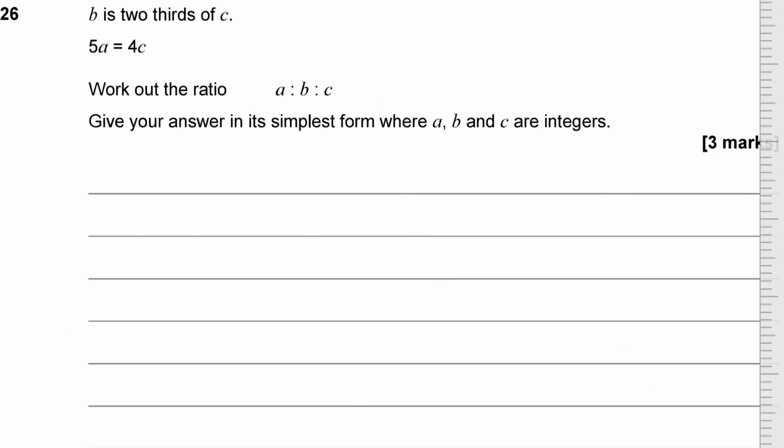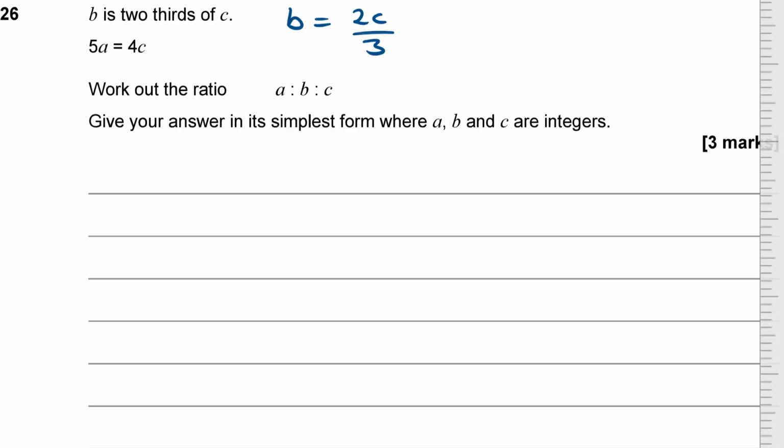Question 26. B is 2/3 of C. 5A is 4C. Work out the ratio of A to B to C. Give your answer in its simplest form where A, B, and C are all integers. Okay, so we've got one equation in A and C and another equation given as a written thing, but we can convert that into an equation. B is 2/3 of C, so B equals 2C over 3, isn't it?